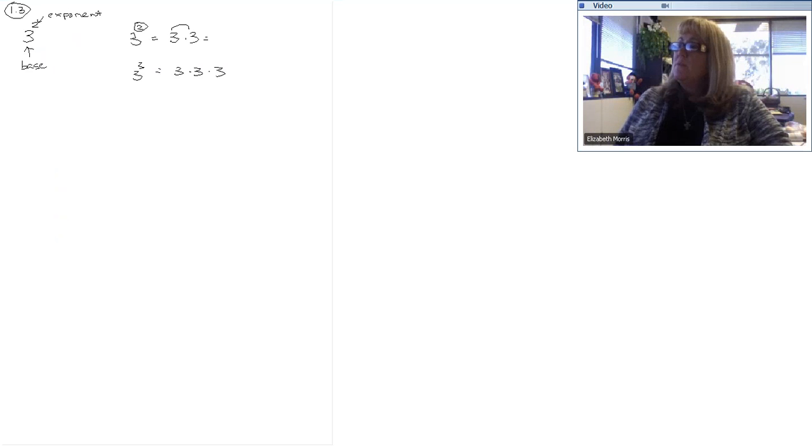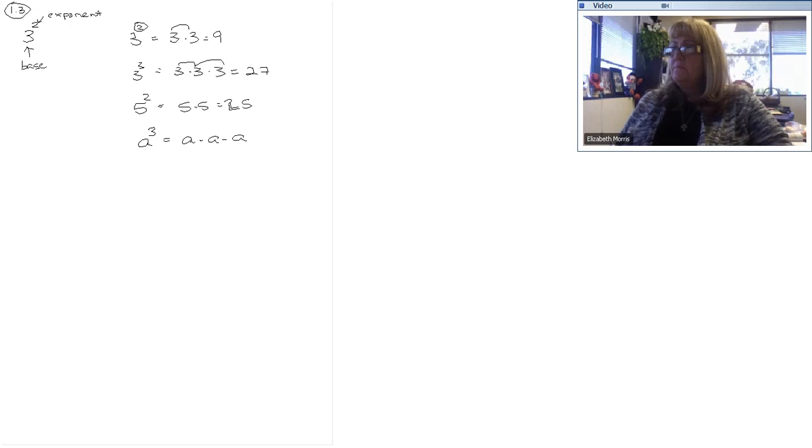Now we all know that 3 times 3 is 9, and 9 times 3 is 27. So it can be evaluated, okay? If I had 5 squared, that means 5 times 5, which is 25. You can also do that with variables. That can mean A times A times A.